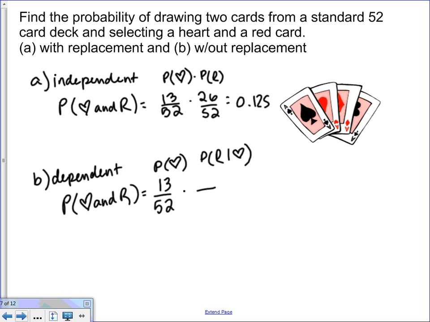Okay, so how many cards were red? 26. Is a heart a red card? Yes. Yes, so there's one less red card, so it should be 25. We used to have 52 cards, now we have 51 cards. And then you can just multiply those fractions. I think that one comes out to 0.123.